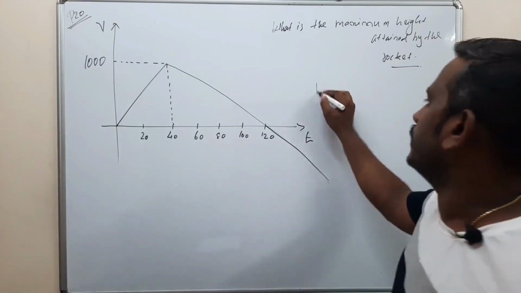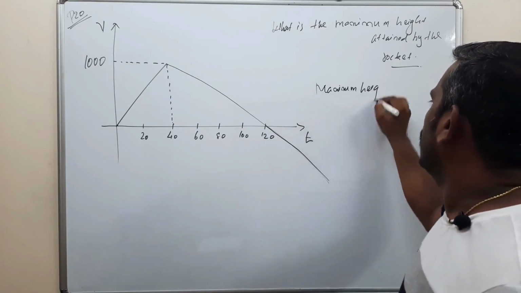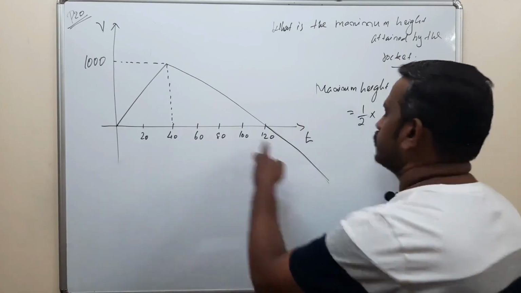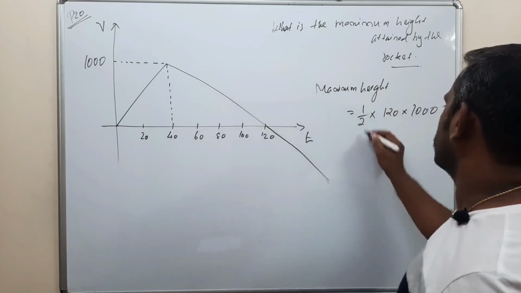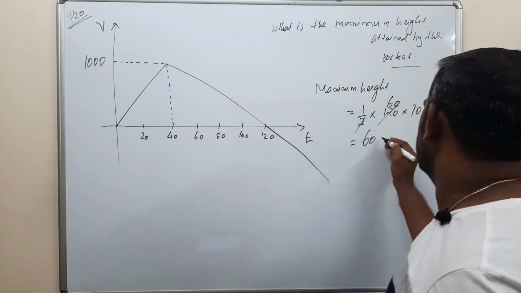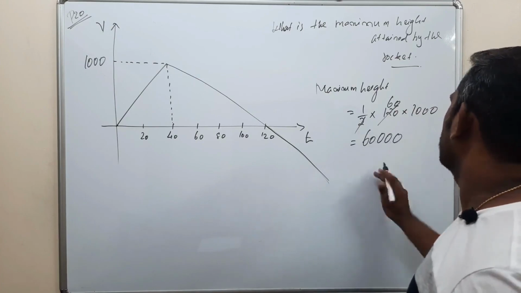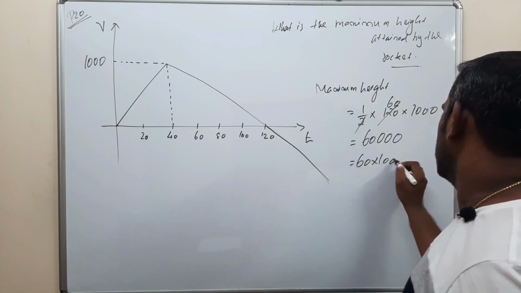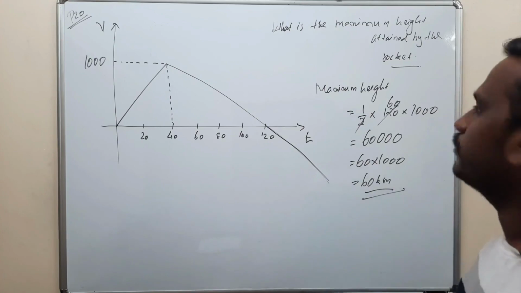Clear? So maximum height is equal to half into base, that is 120, into maximum velocity, that is 1000. So 60 into 1000, that is 60,000 meter, that is 60 kilometer. 60 kilometer is the answer.